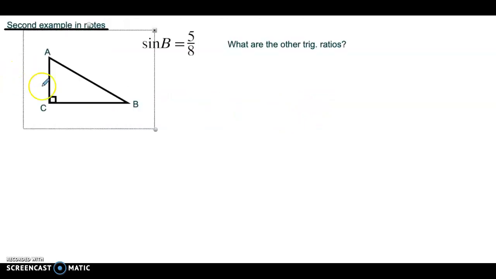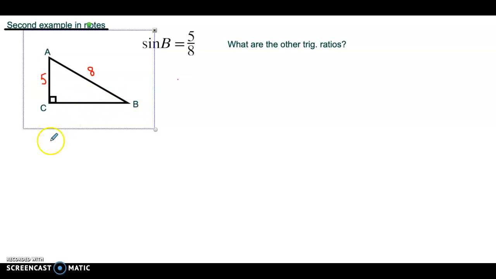Okay. In your notes that are available in your Google Classroom, this is the second example. You are given that the sine of angle B is 5/8, and the question is, what are the other trig ratios? The sine function is the opposite over hypotenuse of angle B. Here's angle B. The opposite side is over here. The hypotenuse is always across from the right angle. So sine of angle B is 5/8: opposite 5, hypotenuse 8.